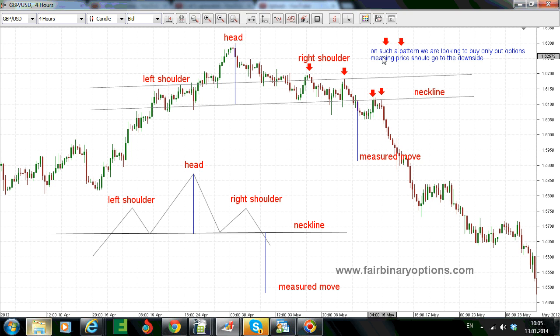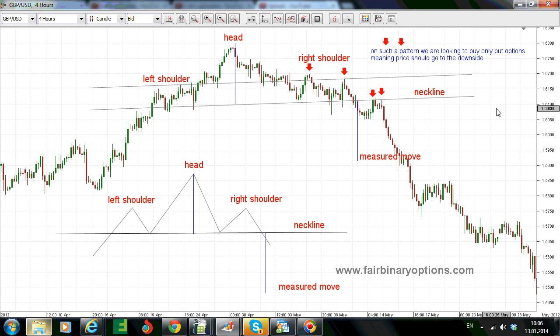Again, on such a pattern, we are looking to buy only put options, meaning price should go to the downside. For this specific example, the Great Britain Pound US Dollar 4-hour chart, the expiration date should be end of week, or even end of month if you are trading something after the 20th of the month.